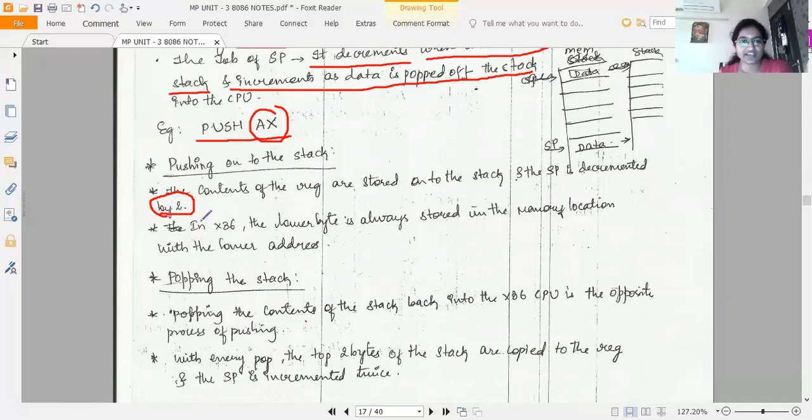In the 86 microprocessor, the lower byte is always stored in the memory location with the lower address. This is a very important point. How are you going to store? What is the procedure in which you are going to store? The lower byte is always stored in the memory location with the lower address. We will see that.